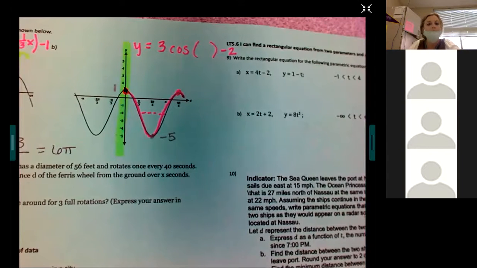Okay, so now, was there a phase shift? No, the top of it starts on the y-axis. That's how cosine is supposed to be. Look back in your notes at the parent graph, okay? So we just need to look at the period. What is the period for this one?